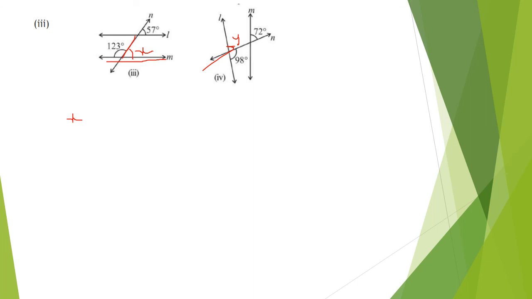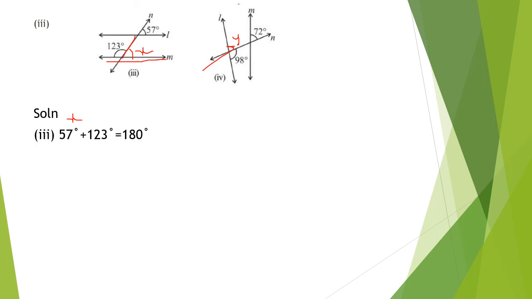If you are getting angle x equal to 57 degrees, then you can say L and M are parallel lines. You can go for that method, or else the easy method, right? Only just addition now, because it's a linear pair. Linear pair means you should get 180 degrees, right?